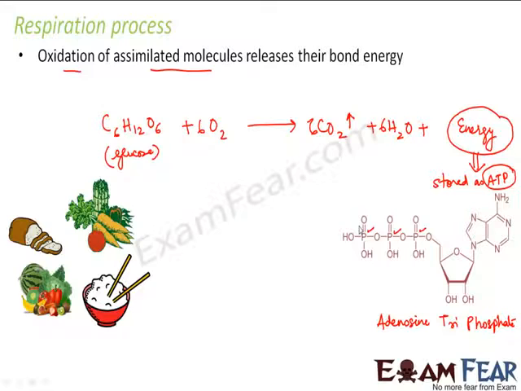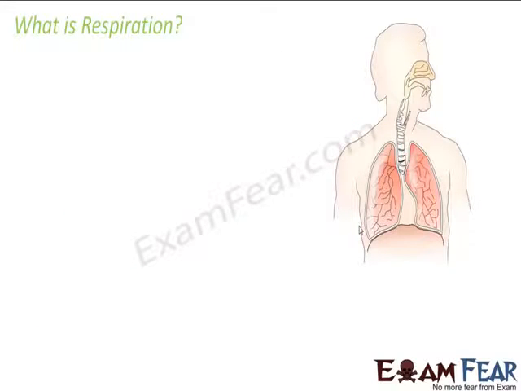So now you understand what is the process of respiration. Respiration is basically oxidation of the assimilated molecules so that their bond energy gets converted into released energy which can be utilized for various activities which take place inside the body. So how is this energy stored? This energy is stored in the form of adenosine triphosphate molecules. So whenever a cell needs energy, ATP molecules are given to that cell. Whenever the energy requirement is more, more number of ATP molecules are given. Right? Okay, so now let us see what is respiration.